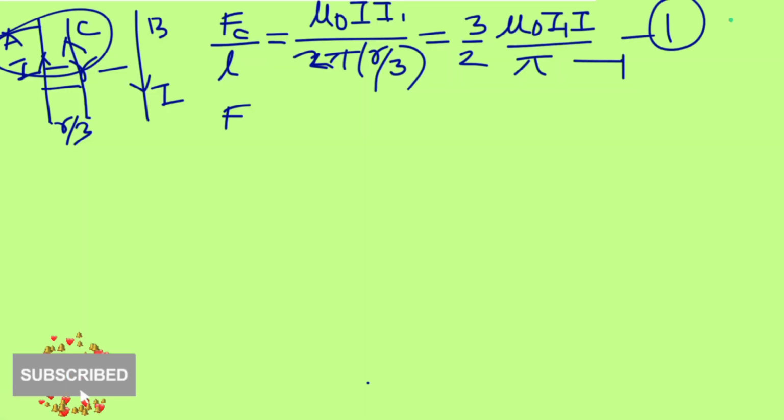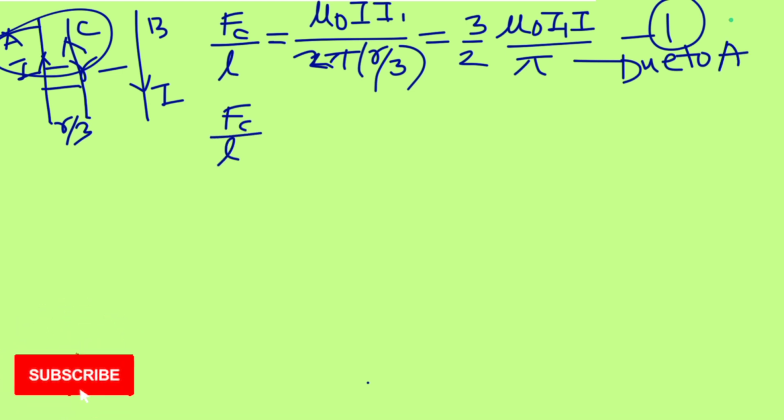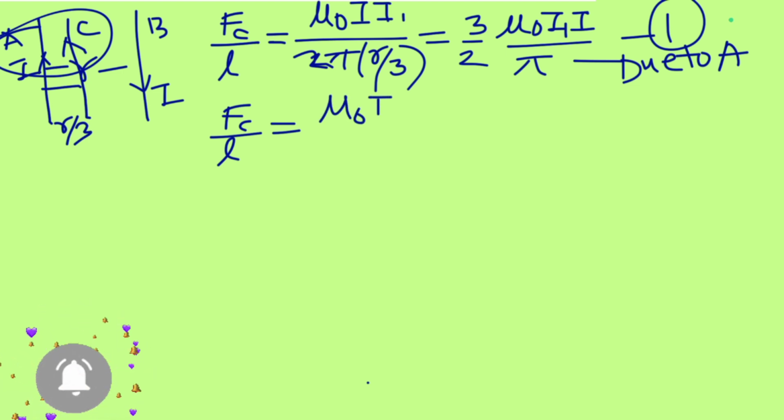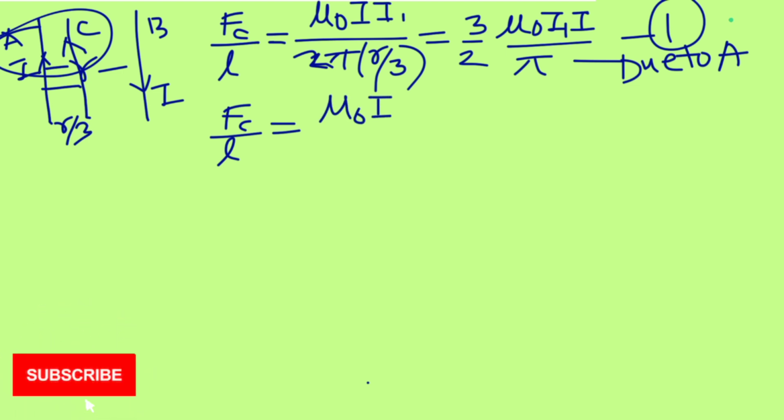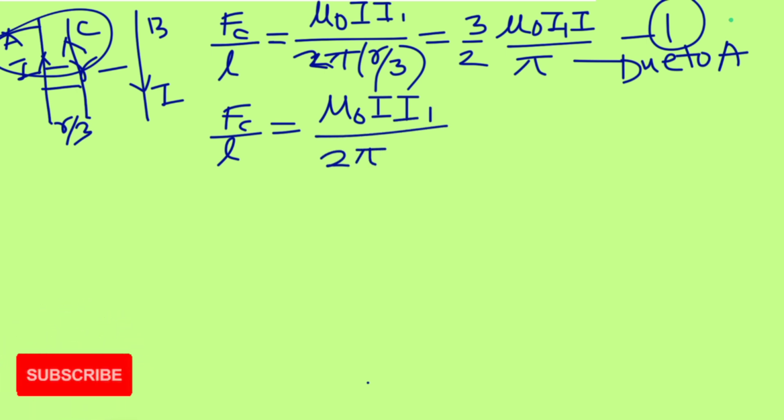Now this is due to A, we should know. Now force on conductor C due to B. Again mu naught, and what is the current flowing through B? That is again I1, over 2 pi. Now the distance will be changed.